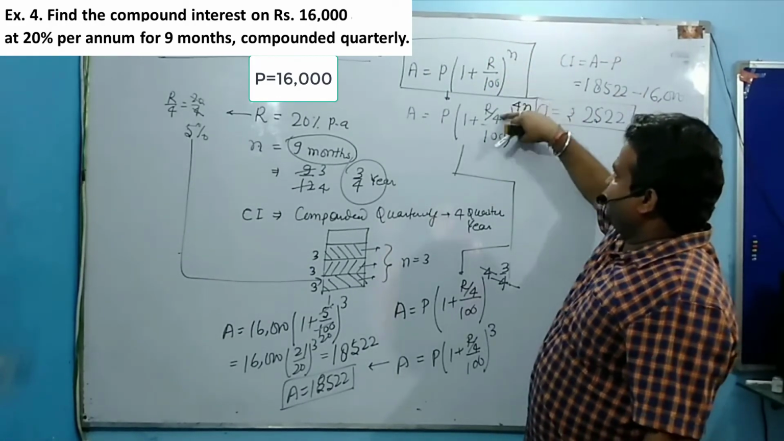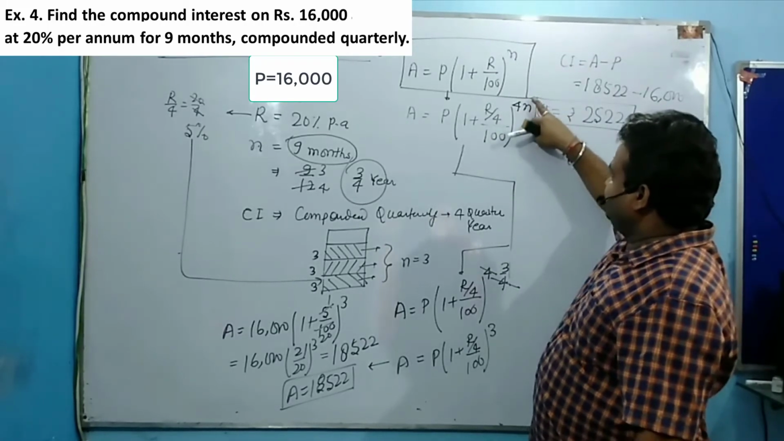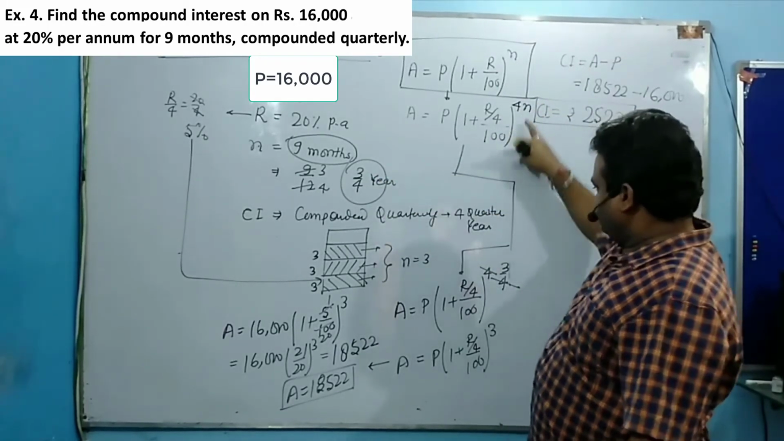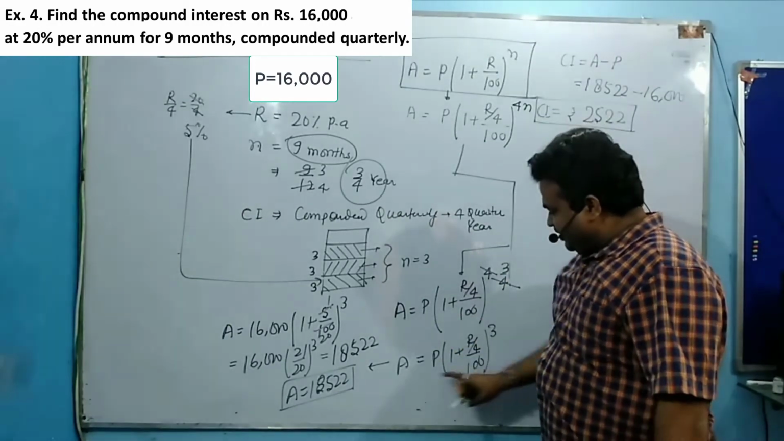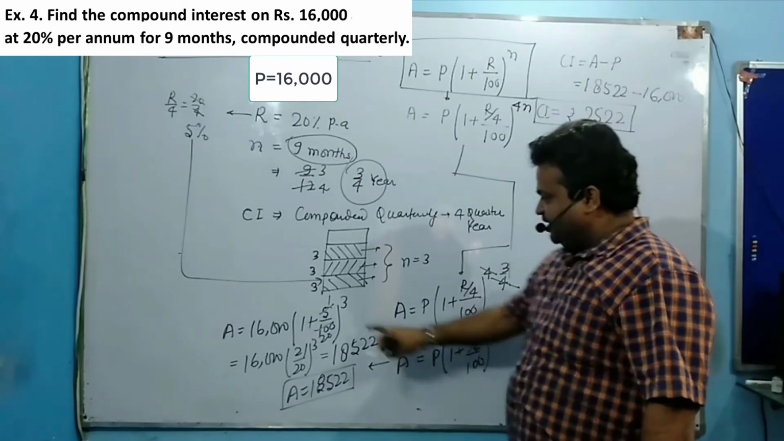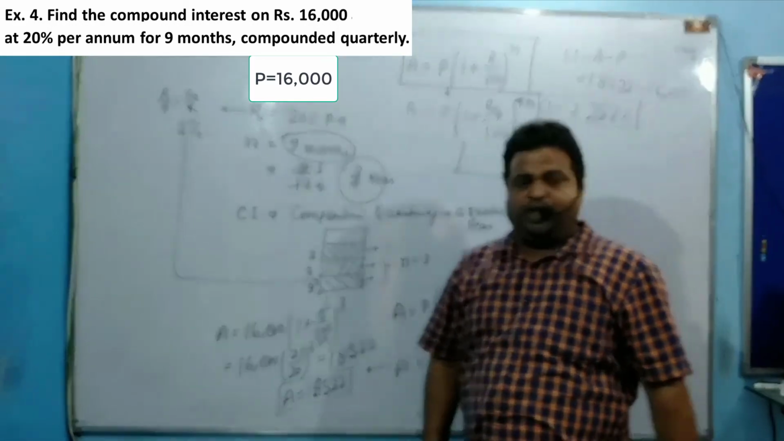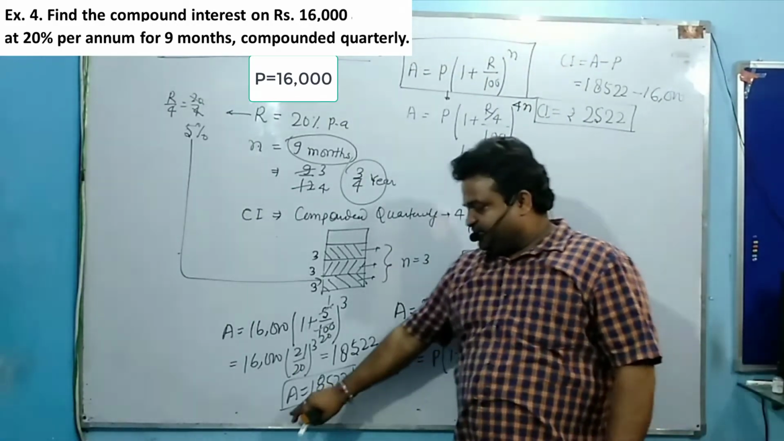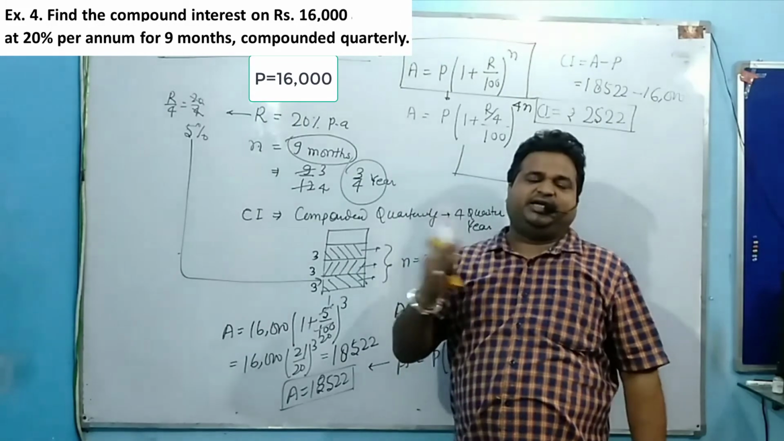Now I am going to modify it, because my R is compounded quarterly, so I need to multiply this. What is my n here? n is 3 by 4. If you multiply this n, 3 by 4, you will get this value. Now put the P value and R value in the basic equation. You will get A equal to 18522, and keep in mind that this A includes your principal value plus interest earned.